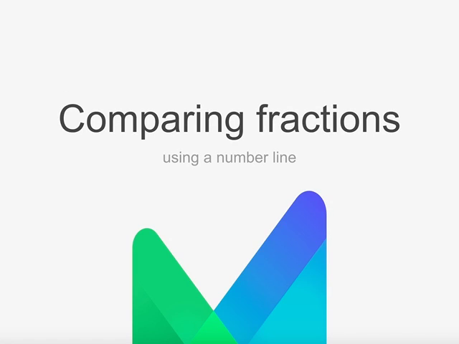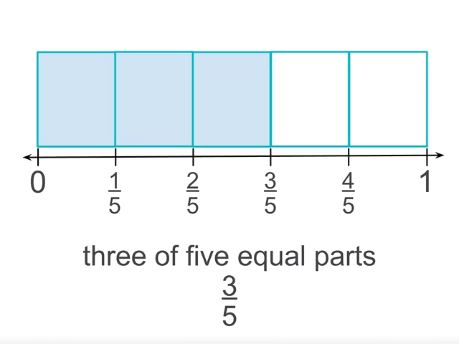Comparing fractions using a number line. Looking at non-unit fractions. We have learned how to plot non-unit fractions on the number line. Here we have a line divided into 5 equal parts, so fifths, and we have selected the third point along, so it is showing 3/5.